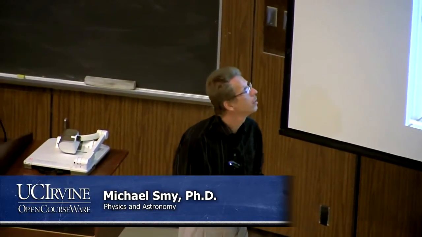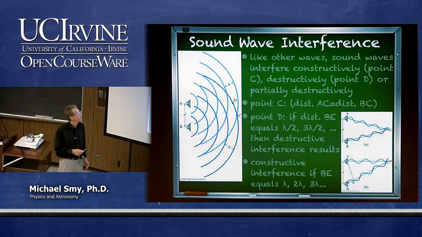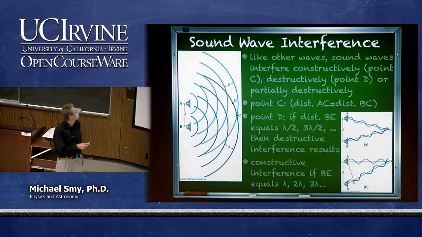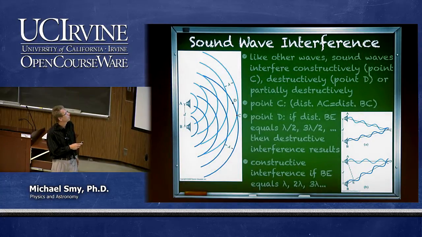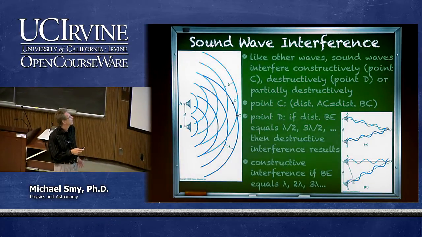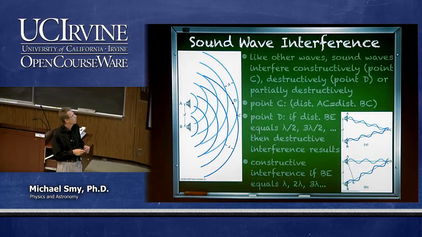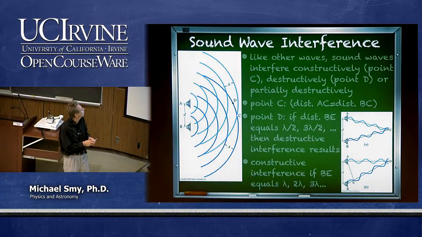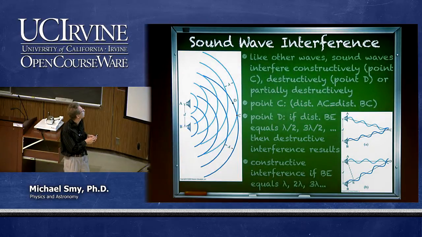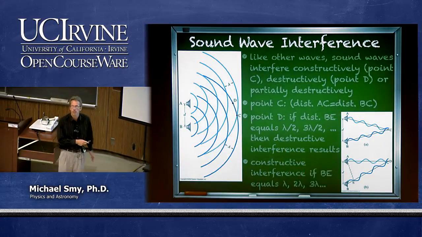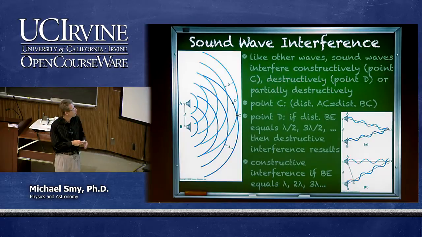You may remember the phenomenon of interference of waves in general. And like any other wave, sound waves also interfere. For example, if we have two loudspeakers separated by some distance d that produce waves that are in phase with each other, then depending on where you receive the sound, where you listen, you will observe constructive, destructive, or partially destructive interference. For example, at point C, the distance between loudspeaker B and loudspeaker A is the same, and therefore both waves will constructively interfere and produce a bigger signal.